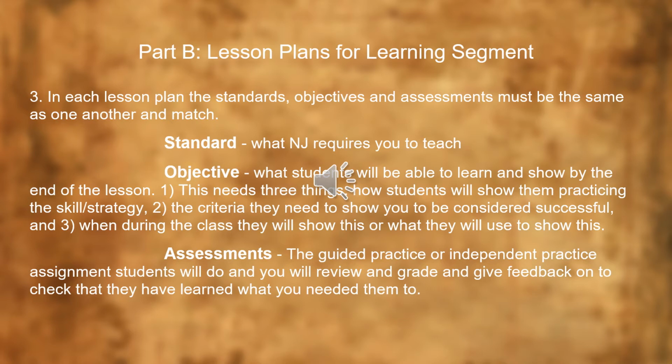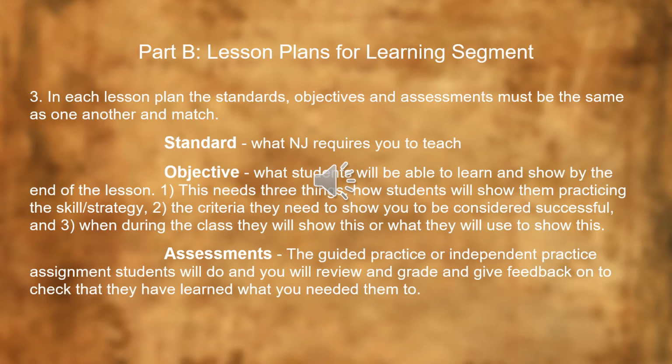This is what you want students to be able to learn and what they're going to show you by the end of this lesson. So every objective needs to have 3 things to it, 3 parts. First is how will students show that they are practicing that skill, right? How are they going to actually show you that they can do this? The second part is what criteria they need to show you to be successful, to show that they've really learned this and not that they need help. The third thing is when during class are they going to show this and do this. So you need to have all 3 of those parts in your objective.